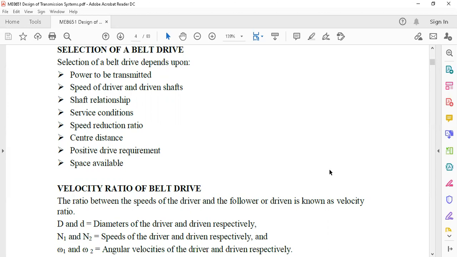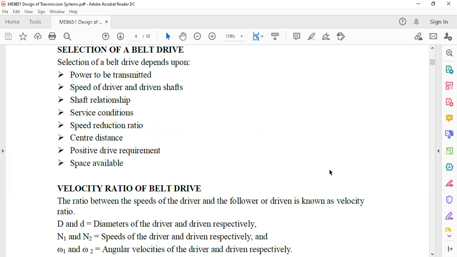First of all, in this session we are going to see how the selection will be carried out, and what it depends on. Which are the things we want to depend on when selecting the drives? One is based on power transmission, how much power is transmitted from the driver to the driven, that is also asked. And what is the speed of the driver and what is the speed of the driven shaft. That is one of the things.